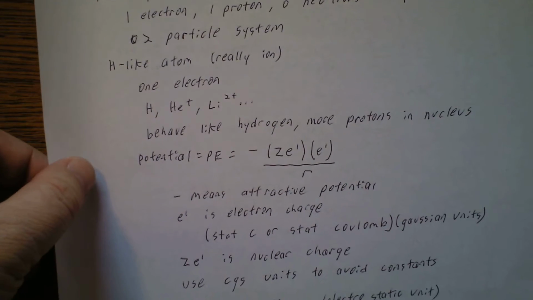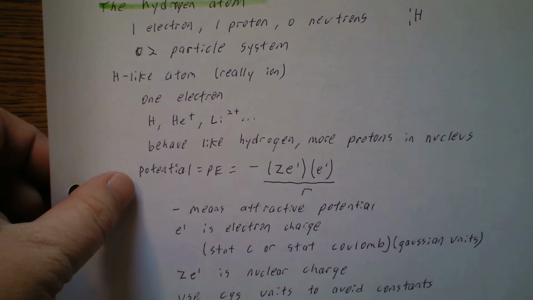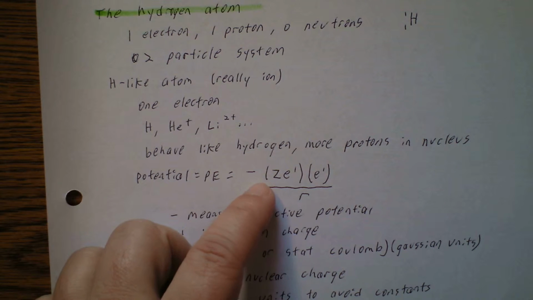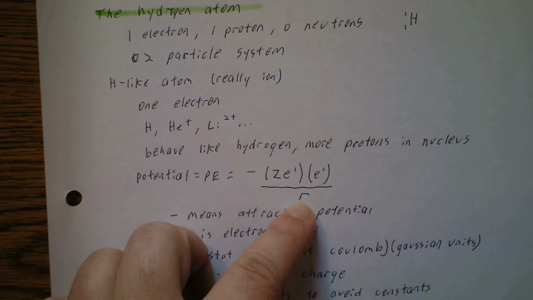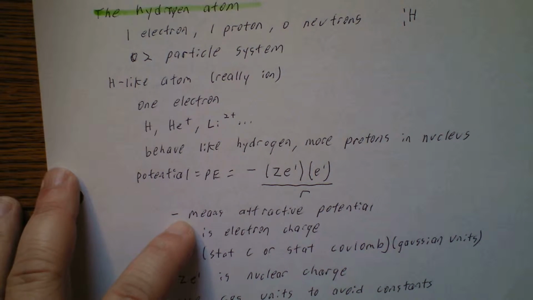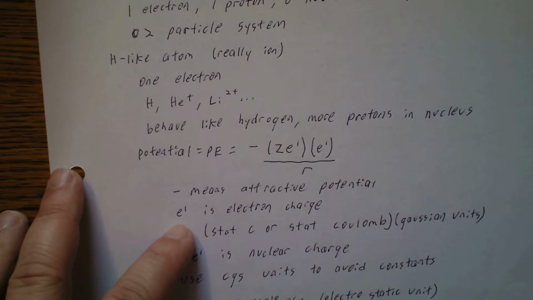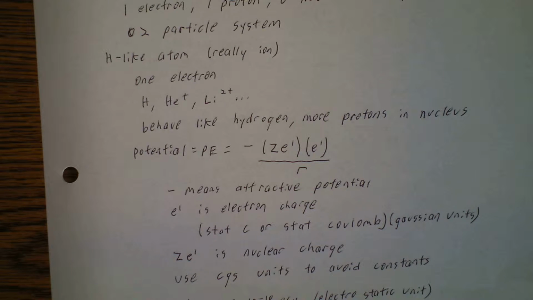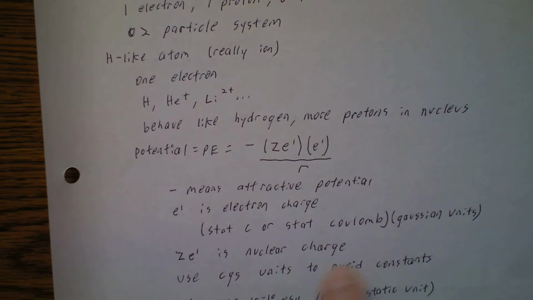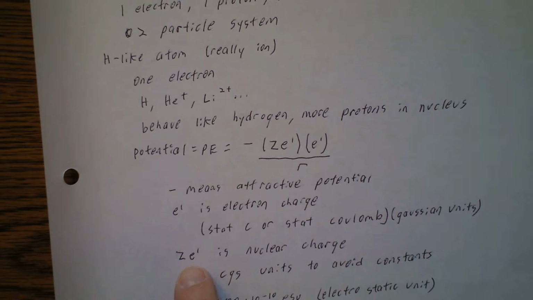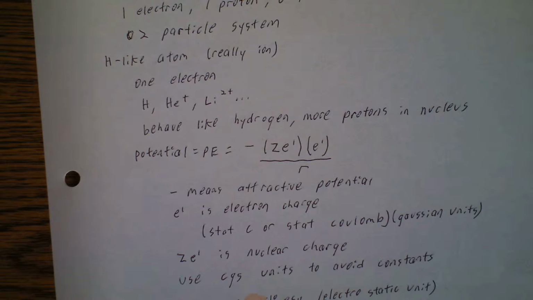Now let's talk about the potential, PE, potential energy, which is minus Z prime times e prime over r. The minus is because it's an attractive potential, and e prime is the charge of an electron. It's going to be in statcoulombs, because we're going to use Gaussian units. And then Z e prime is the nuclear charge.